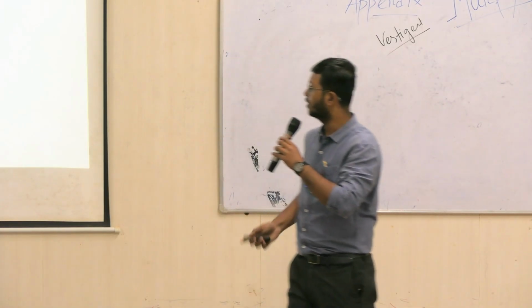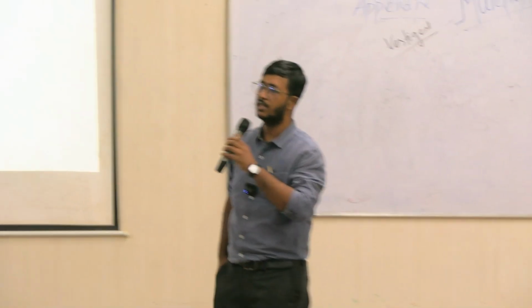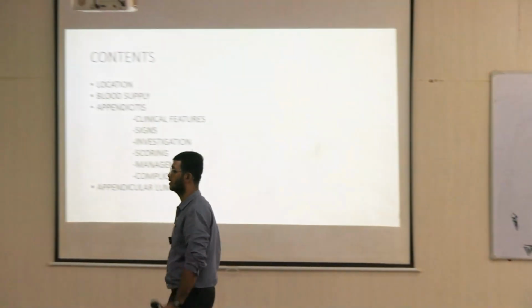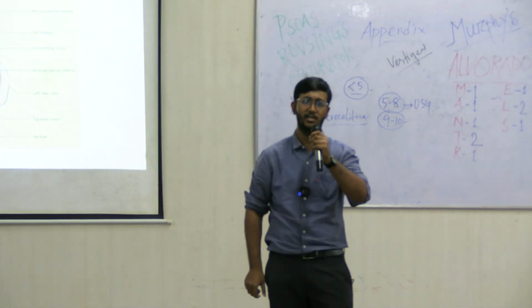Okay. Now there are other signs such as Rovsing's sign, Psoas sign, the obturator sign. Let me write these things. It means tie some structures.